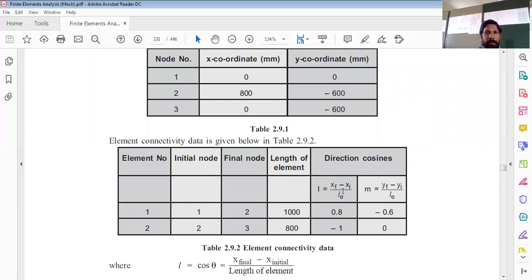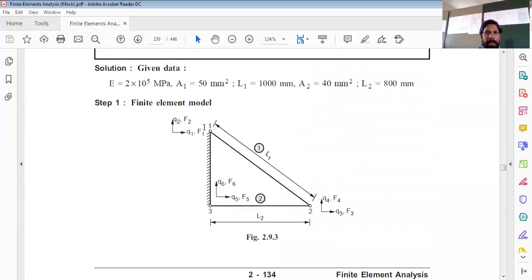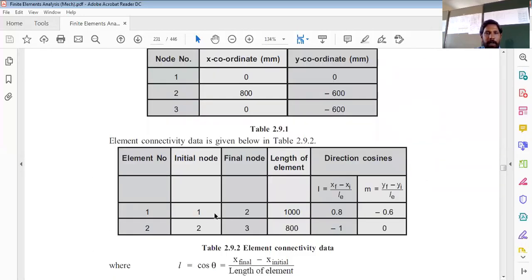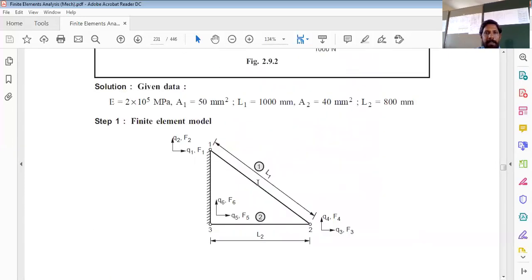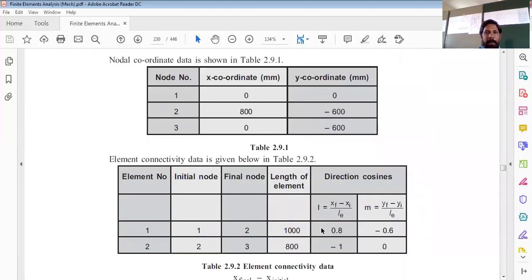As I said, L is equal to cos theta, or it is x final minus x initial divided by length of element, and M is equal to sin theta, or it is y final minus y initial divided by length of element. Looking at element number 1, its starting node is node number 1 and final node is node number 2. So I have to write here the initial node is 1 and final node is 2. What is the length of this element? The length of element is 1000 mm.